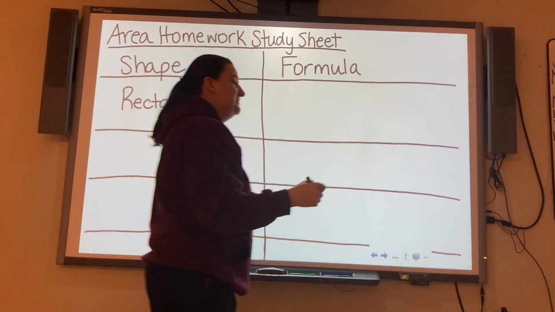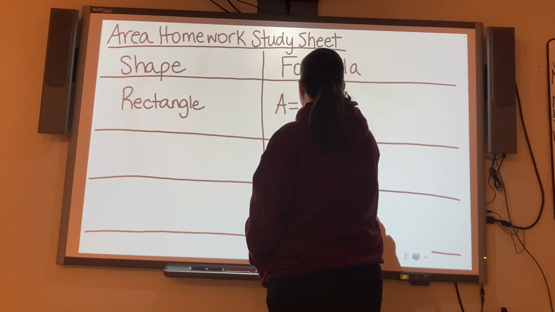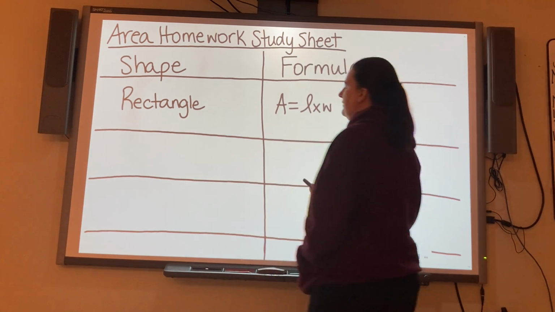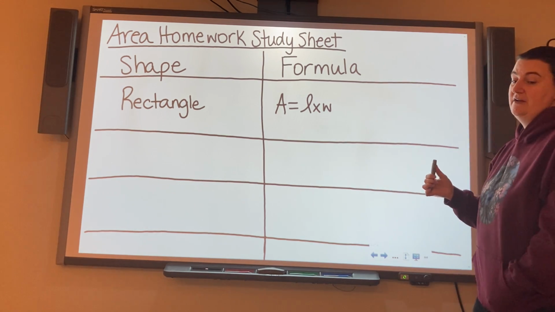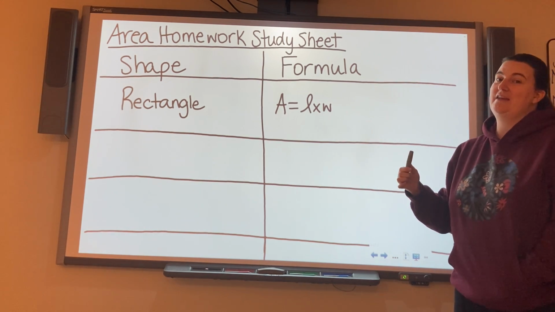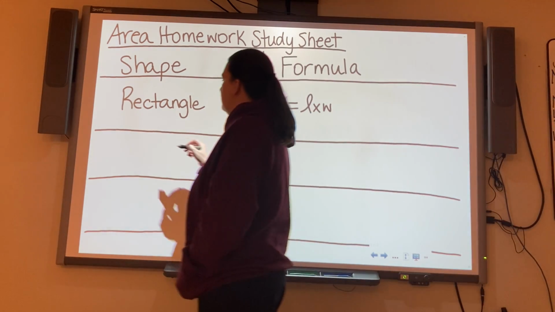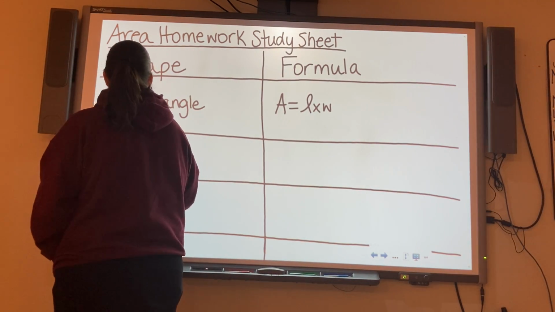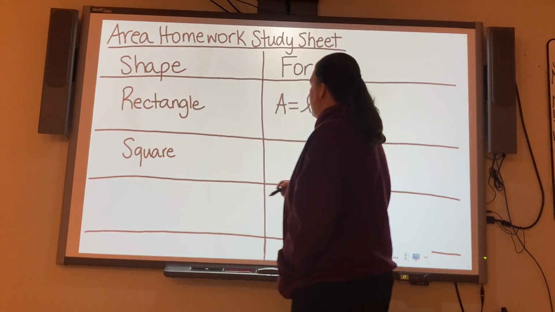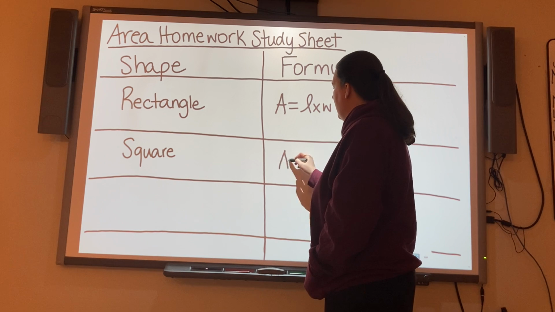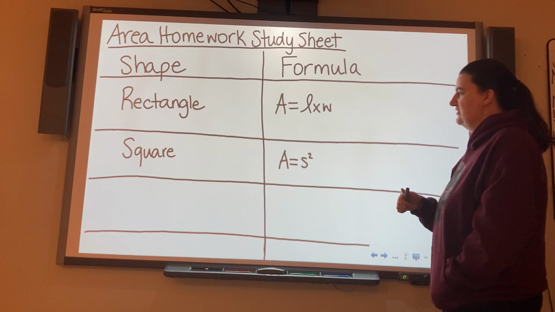And the formula to find the area of a rectangle is A equals L times W. You need to make sure you remember that because, of course, on your quiz tomorrow, there will be a chart and you'll have to fill it out. The next shape we learned was a square. And the formula for the area of a square is A equals S to the 2, or S squared.